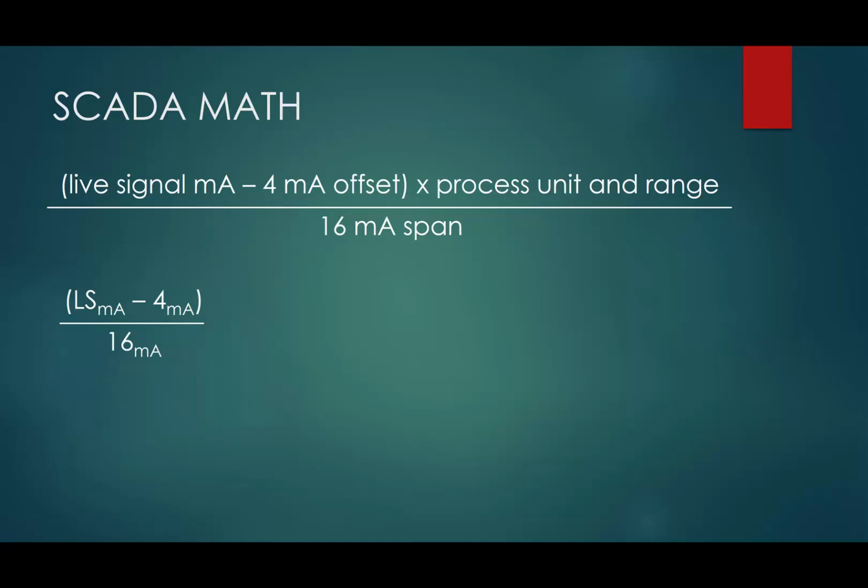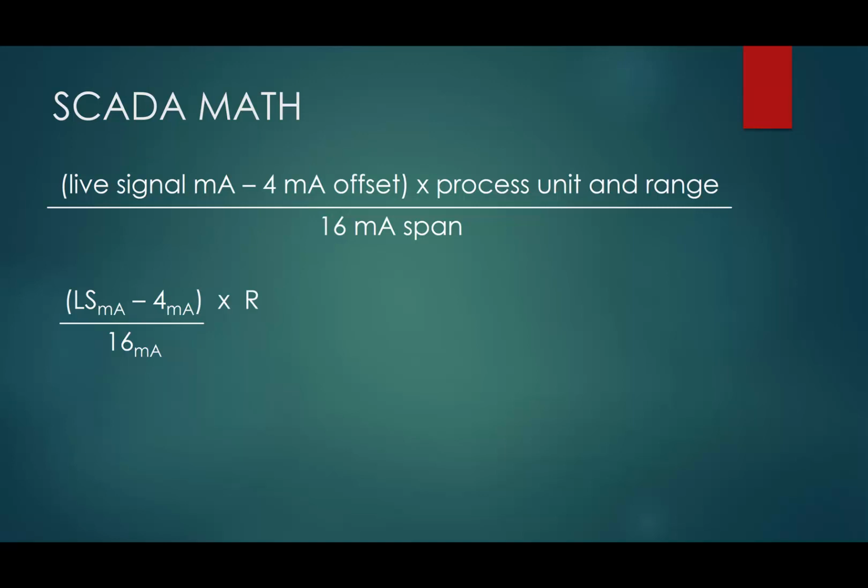Divided by 16 milliamps, the 16 milliamp span. Again, the 16 never changes, so we're just going to use the 16. We're not going to write the word span every time. Just keep in mind where it comes from. The span from 4 milliamps at the bottom to 20 milliamps at the top is 16. 20 minus 4 equals 16. So it's 16 every time. So this part of the equation, LS, or live signal, minus 4 divided by 16, doesn't change. The 4 and the 16 are constants.